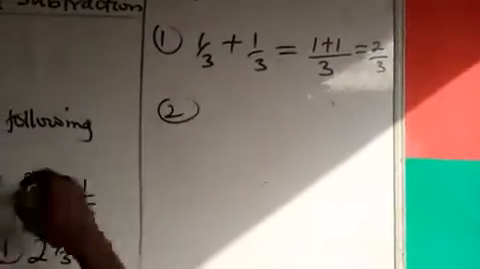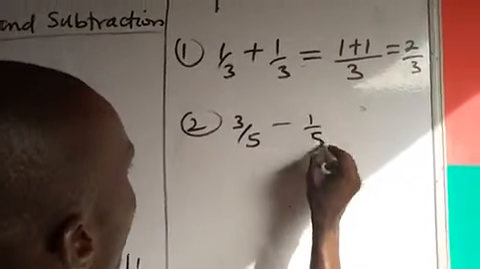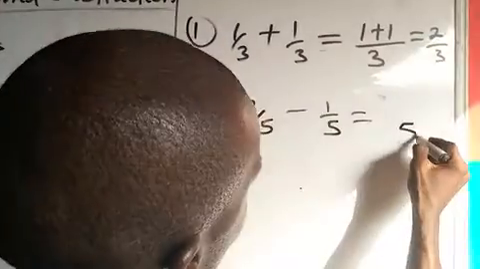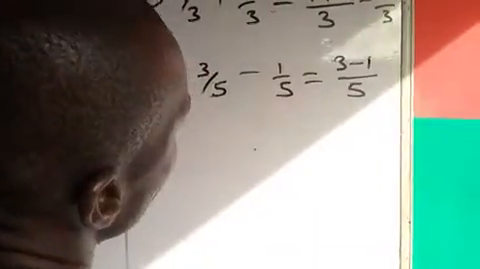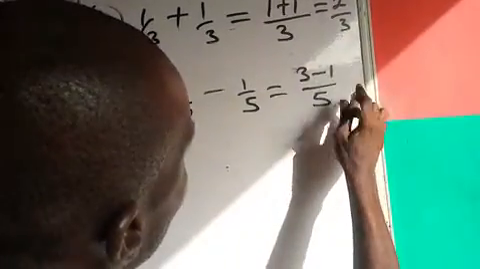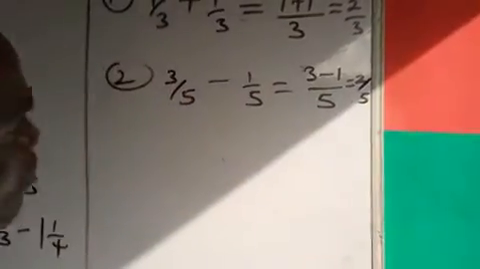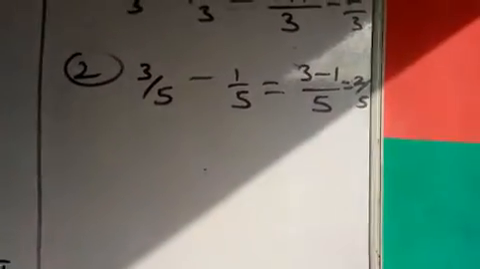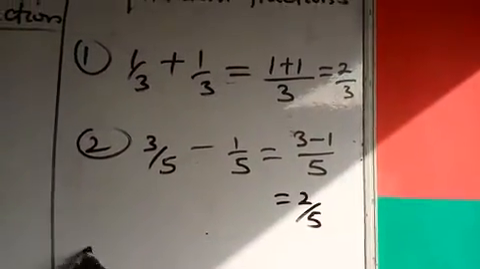Then look at number 2. We have 3/5 minus 1/5. You can see we still have like denominators. Don't bother yourself too much. Keep the denominator, and at the end subtract the numerators. When you subtract, you are going to have 2/5. That is the answer there. 2/5 as my answer. Now let's look at the next one.